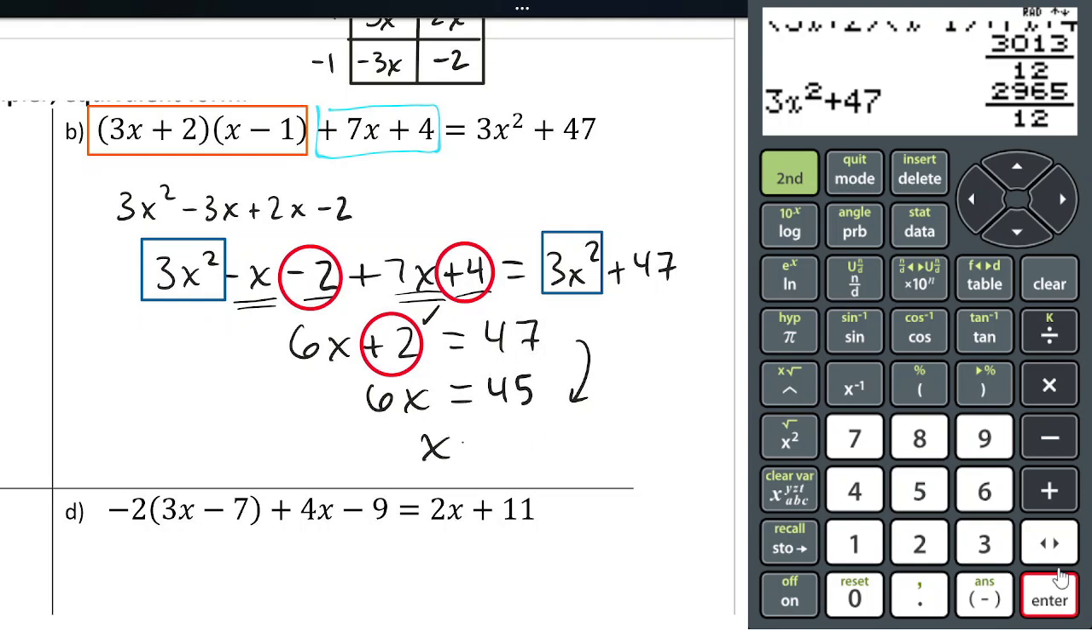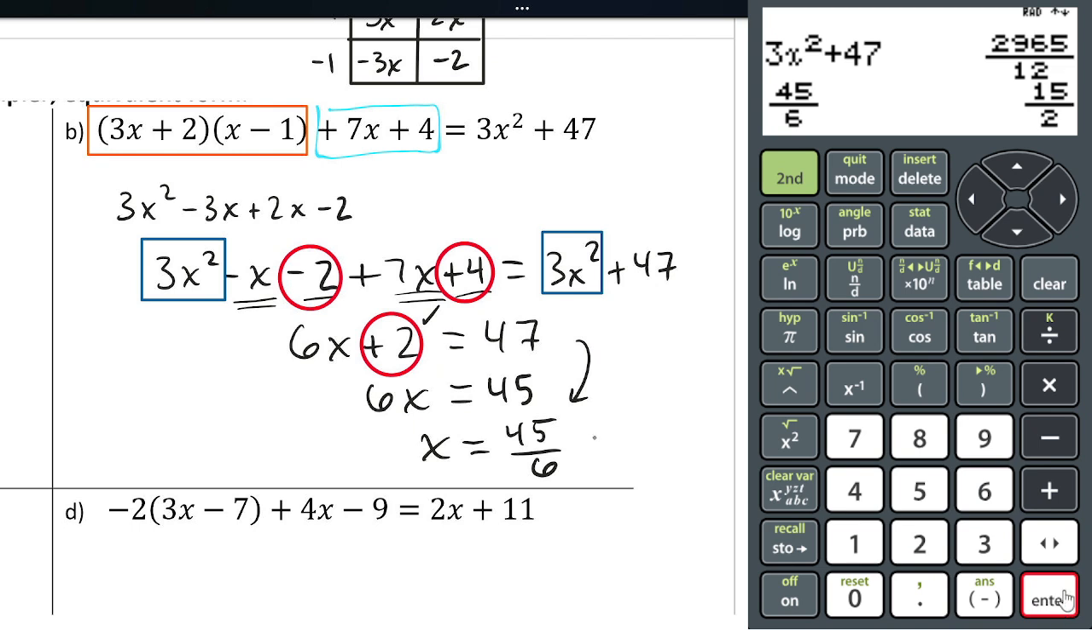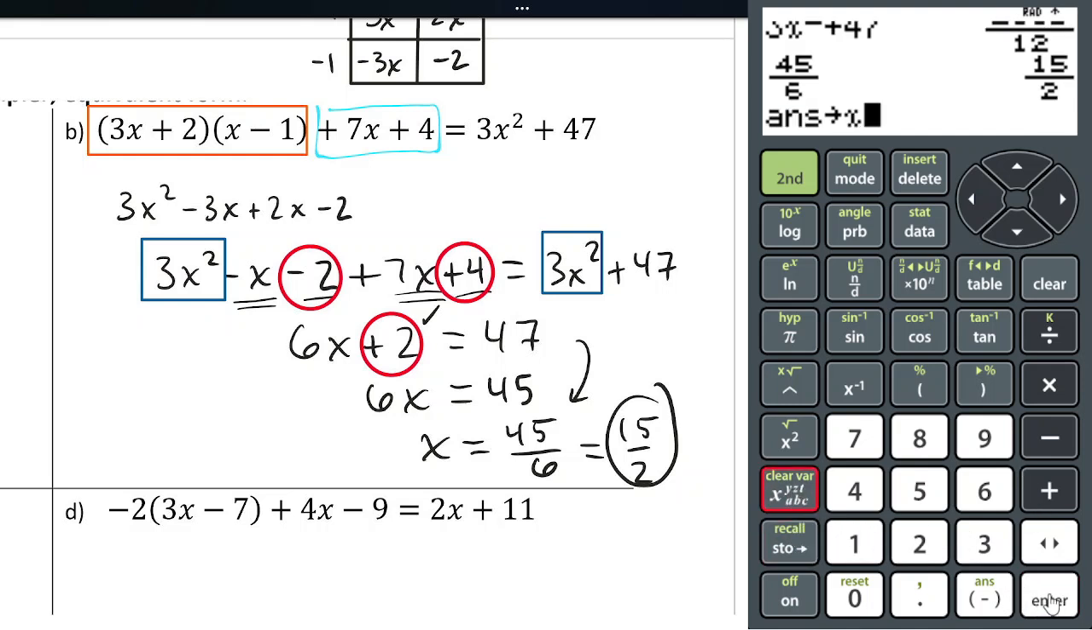All right. Now I've got x is 45 over the number 6. Okay. 45 over the number 6. Looks like that does reduce to 15 over 2. So this is what I think my answer is. I'm going to store that as x, enter.